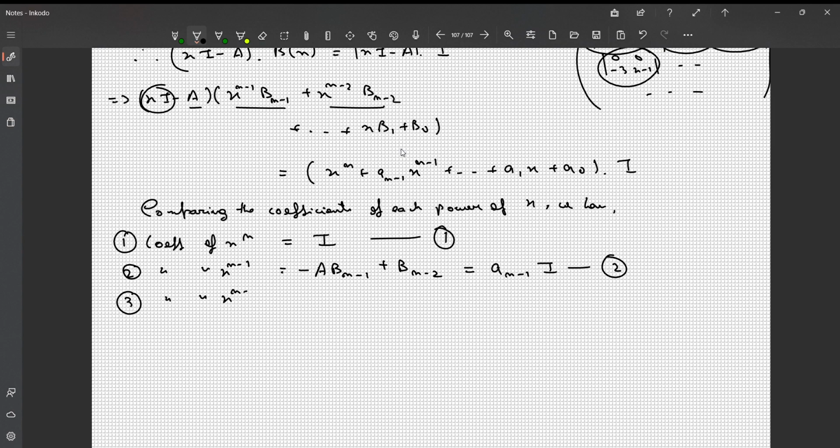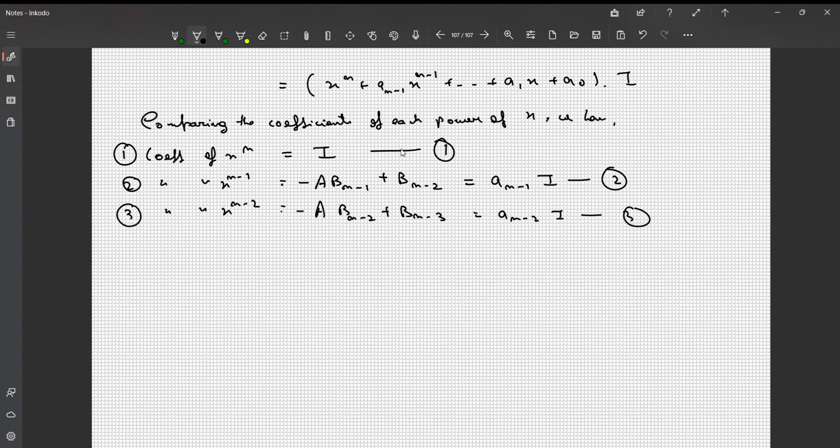The coefficient of x to the power n minus 2, if you relate both sides, comes out to be minus A times B_{n-2} plus B_{n-3}, which equals a_{n-2} I, right? So we can proceed inductively. We have the coefficient of x to the power 1 to be minus A times B_1 plus B_0, and on the right hand side it's a_1 I, right?